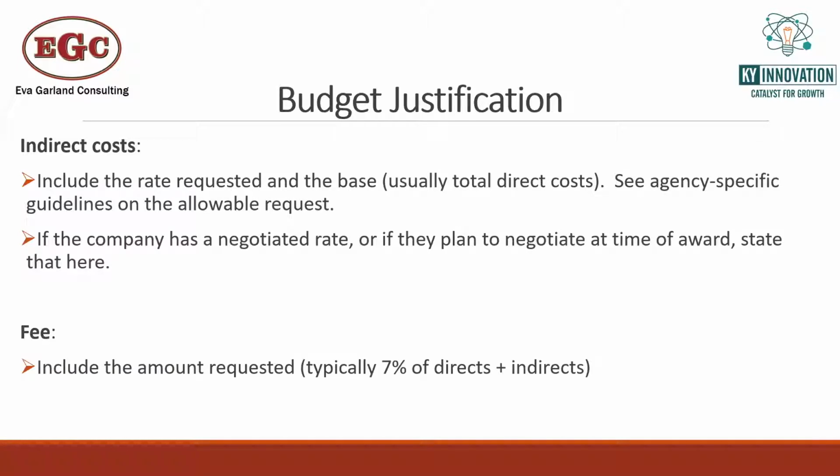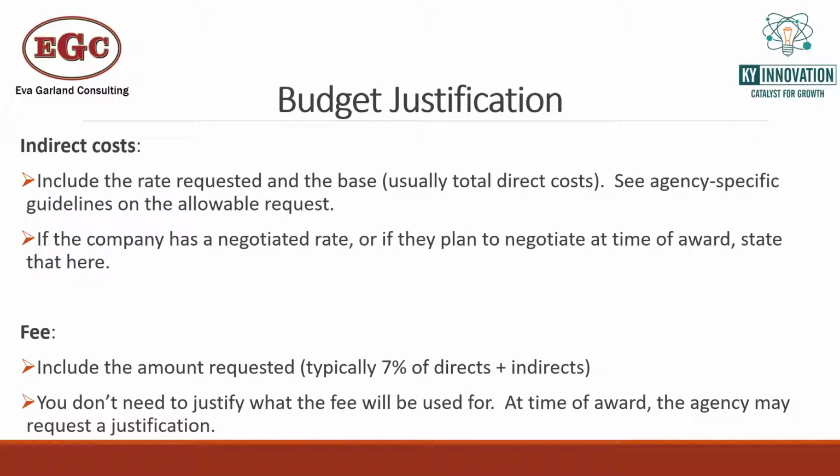And then the fee, just simply include the amount requested. Some agencies might require justification at time of award. Typically what we see is that companies utilize the fee for patent expenses because you can't actually use your indirects for patent expenses. So if you are asked to justify that, that's a good use for the fee.